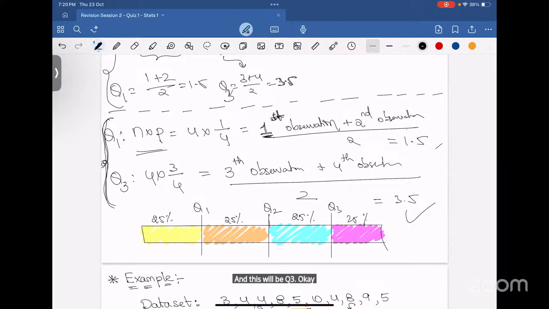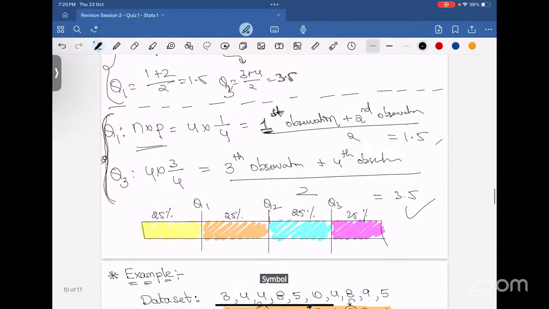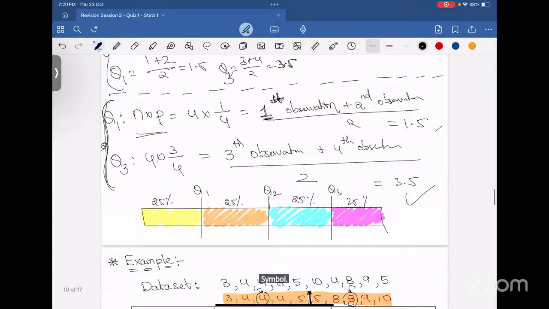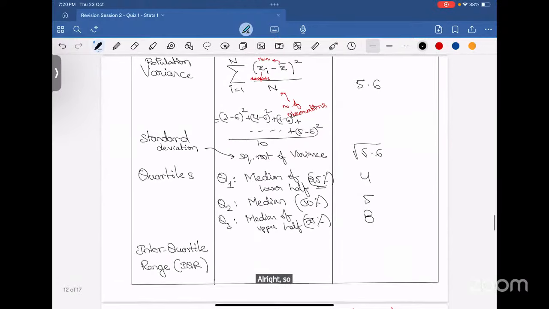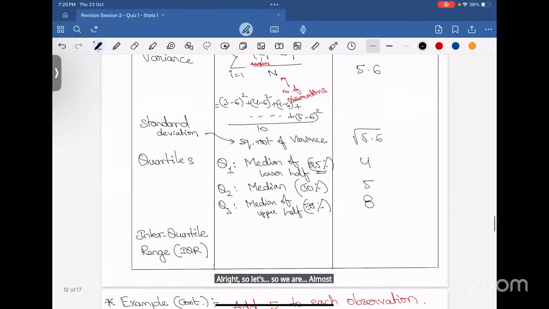Simple. Got it? So Q1, Q2, Q3 divide the data set into 4 equal components. All right, we are very much delayed. Let's proceed.